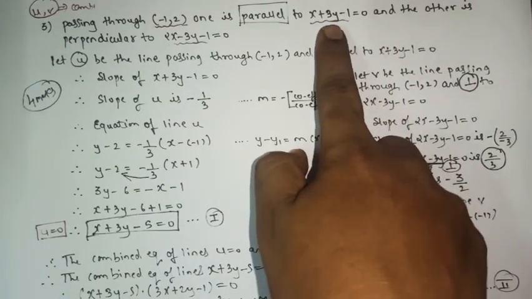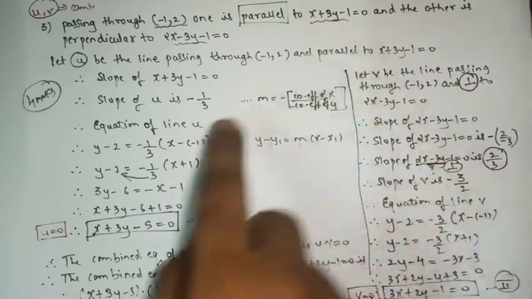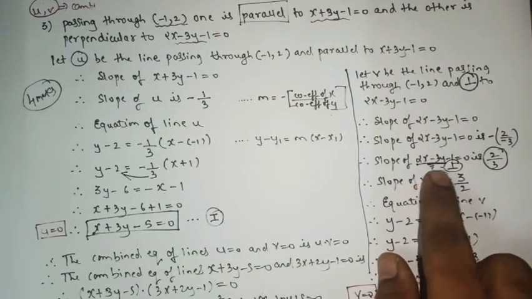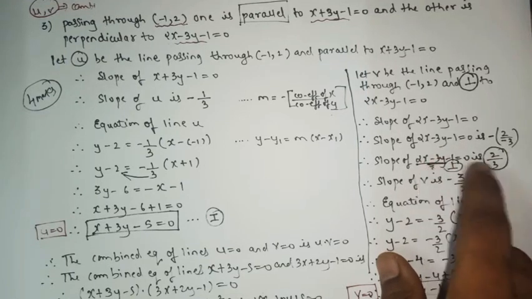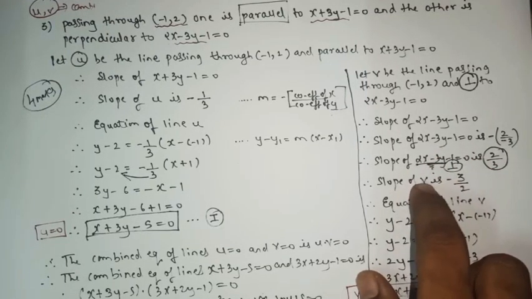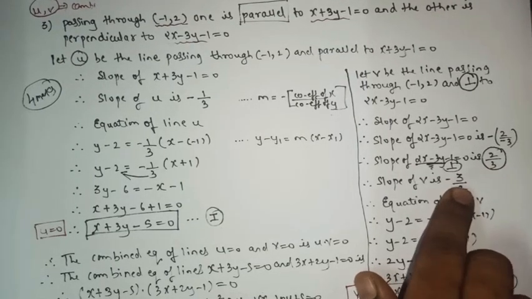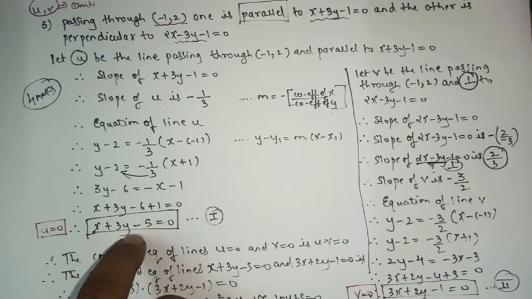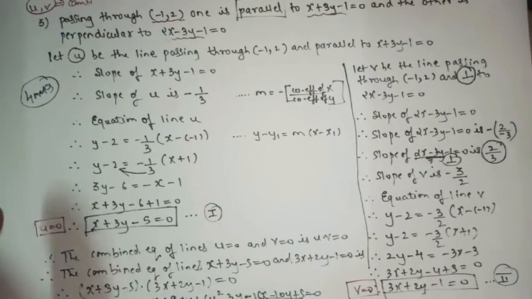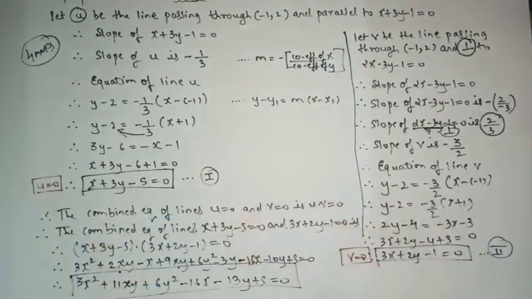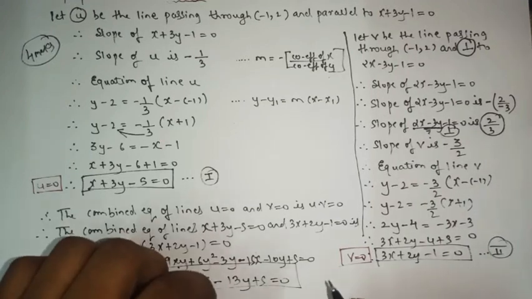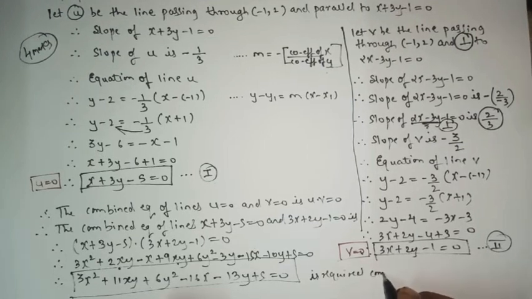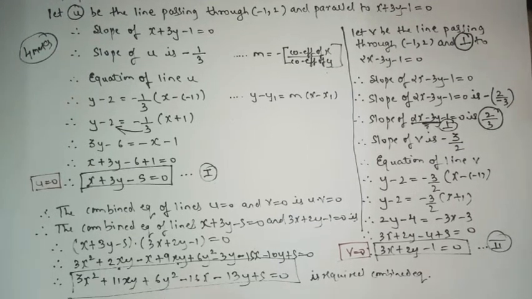For the first part, for u it is parallel, so for parallel we'll keep the slope as it is, yes or no. But here we know that v is perpendicular to this equation, so the slope of this equation is 2 by 3, but v is perpendicular, so therefore the reciprocal of this number with the opposite symbol, you will get minus 3 by 2. Using slope point form, you got equation number 1. Using slope point form, you got equation number 2. After that, combine these two equations to get the required combined equation. So this is the required combined equation.